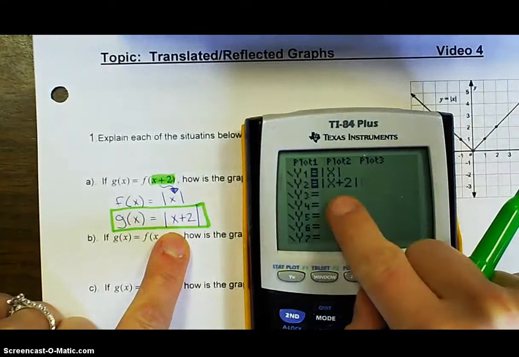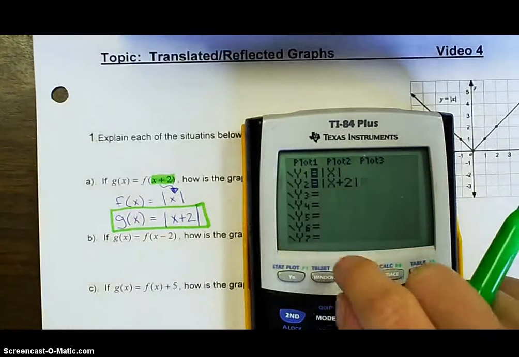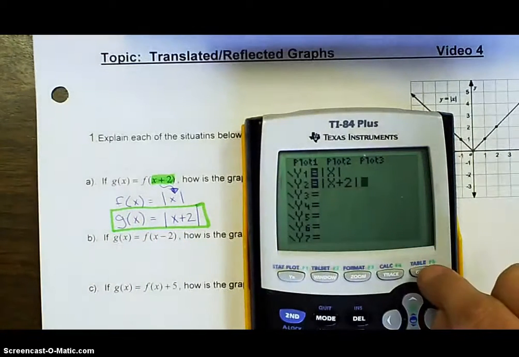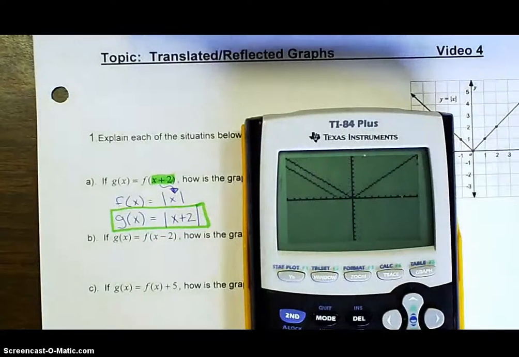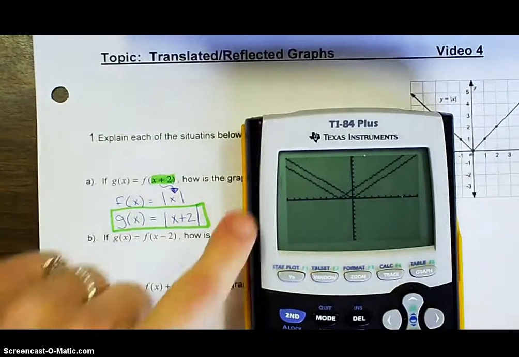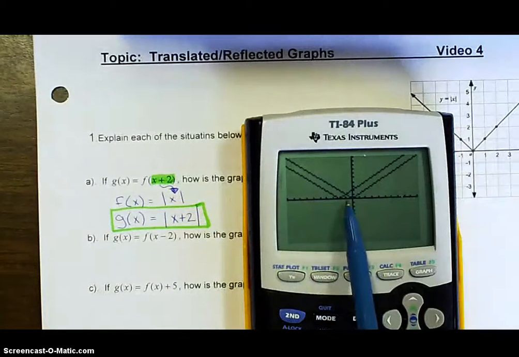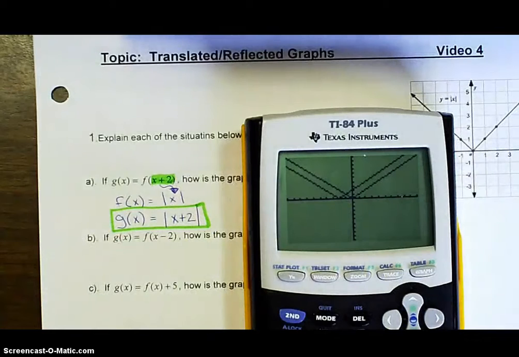Now think, we're adding 2 to the x. What do you think that's going to do to the function? Well, let's see. Hit graph. So what did it do to our function? Well, it looks like it moved it 2 units to the left.